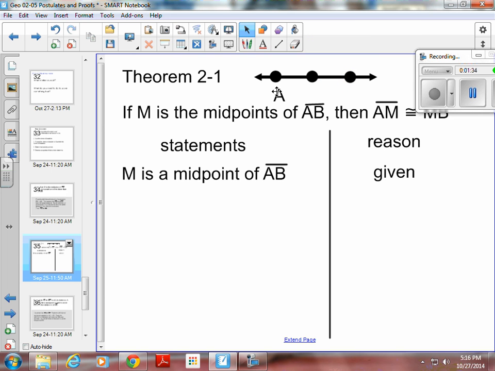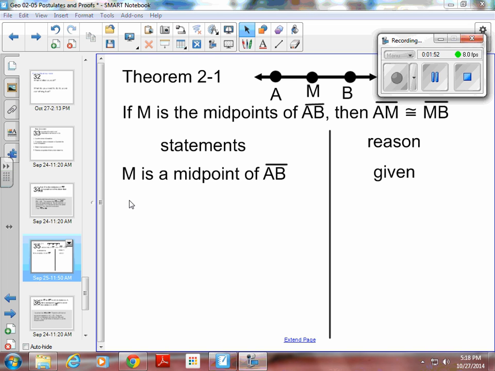Okay, so M is the midpoint of AB. So here's A, here's B, and M is the midpoint. So M is in the middle. So we want to make sure we place M so that it is in the middle. Okay, so M is the midpoint of AB.